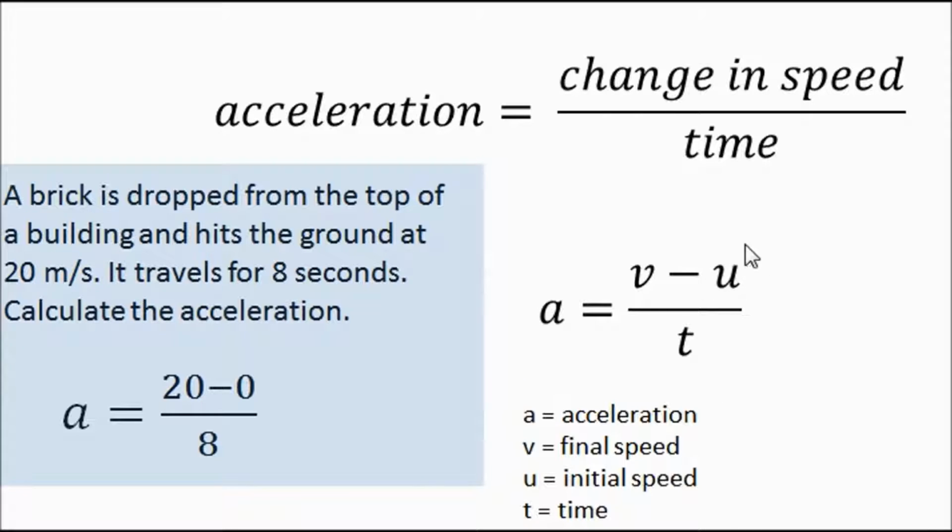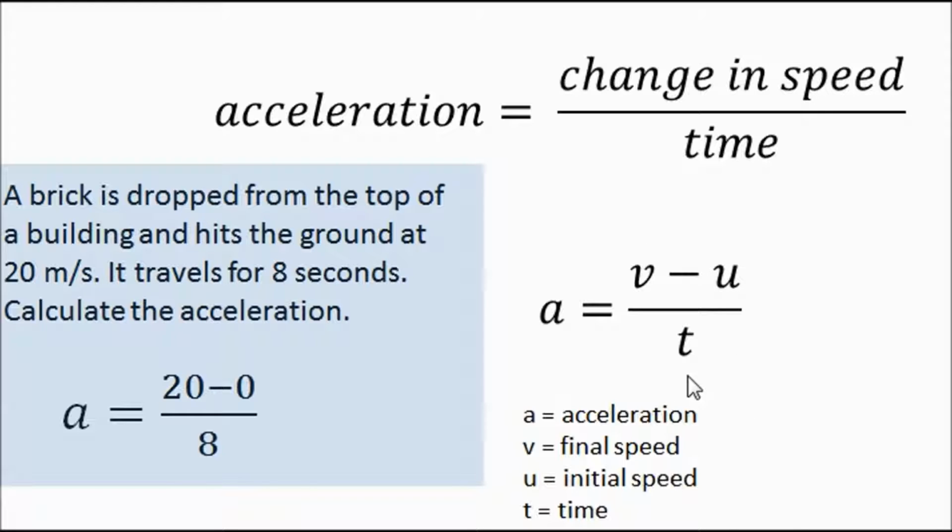Do we know u? Do we know its initial speed? Well, it's kind of implied in the question. It's a bit sneaky, but it's implied in the question. A brick is dropped from the top of a building. So this brick was in someone's hand. And for a moment, it must have been stationary. So u, we shall suggest, is 0. And exam papers do this sometimes. They imply that it's 0. So 20 minus 0, 20 minus nothing, that's 20.